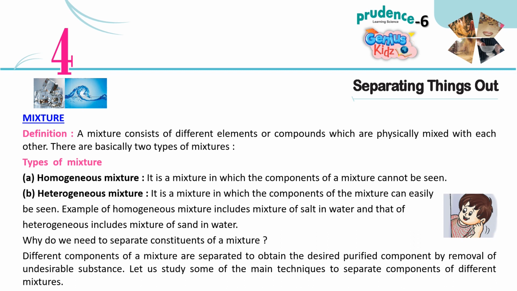Examples of homogeneous mixtures include a mixture of salt and water, and that of heterogeneous includes a mixture of sand and water. Why do we need to separate constituents of a mixture? Different components of a mixture are separated to obtain the desired purified component by removal of undesirable substances. Let us study some of the main techniques to separate components of different mixtures.